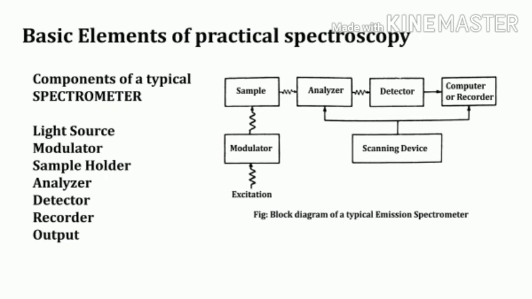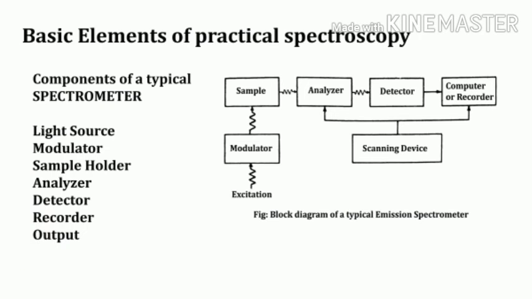types of spectrometer. So generally a spectrometer has the following components: light source, modulator, sample holder, analyzer, detector, recorder and output device. So these are some basic components of any kind of spectrometer. It may vary from spectrometer to spectrometer.